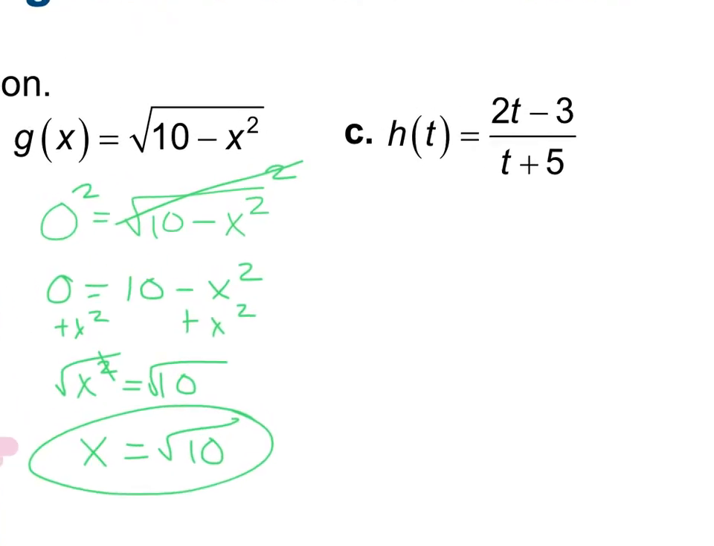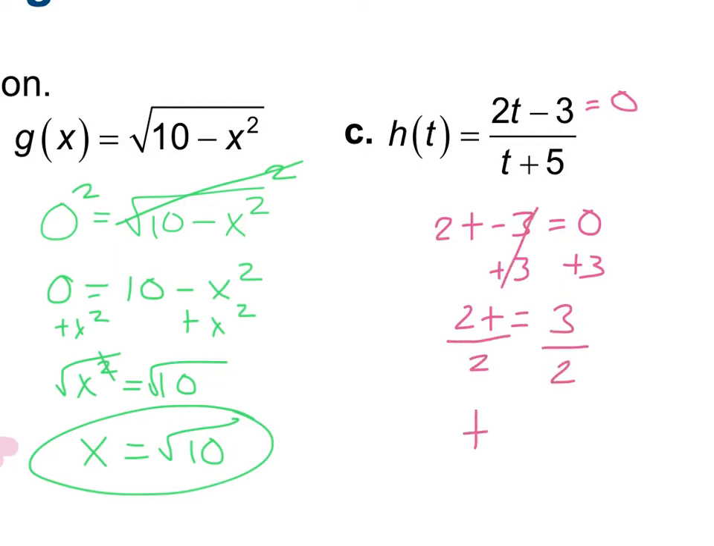For c, when we have a fraction, we know our fraction equals 0 when the numerator is 0. So for this one, all we have to do is take our numerator and set it equal to 0. So we have 2t minus 3 is equal to 0. Now we just solve for t, so we're going to add 3 to both sides. So we have 2t is equal to 3. And then we just divide by 2. So t is equal to 3 halves. So our 0 for this function is 3 halves.